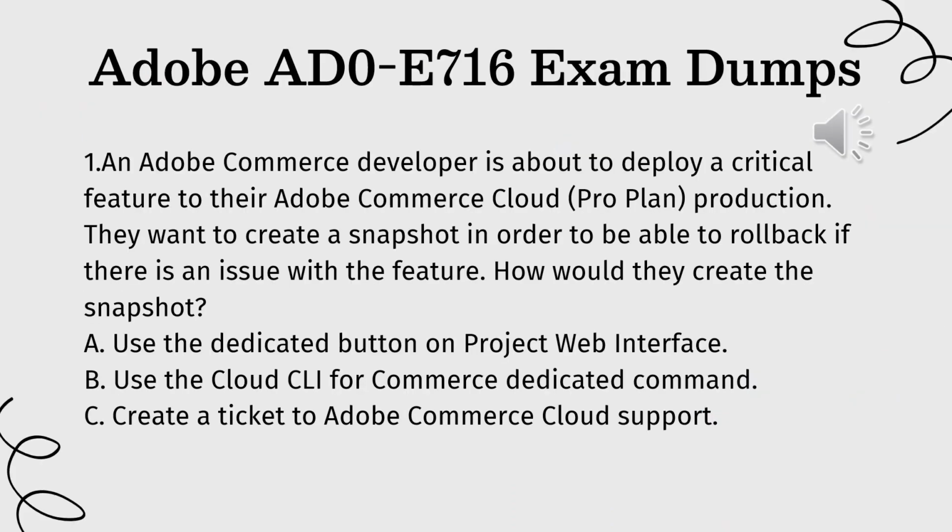1. An Adobe Commerce developer is about to deploy a critical feature to their Adobe Commerce Cloud Pro Plan production. They want to create a snapshot in order to be able to roll back if there is an issue with the feature. How would they create the snapshot? A. Use the dedicated button on Project Web Interface. B. Use the Cloud CLI for Commerce Dedicated command. C. Create a ticket to Adobe Commerce Cloud support.